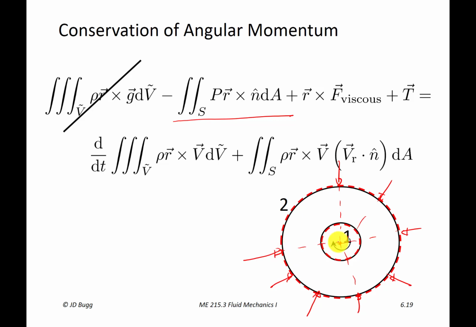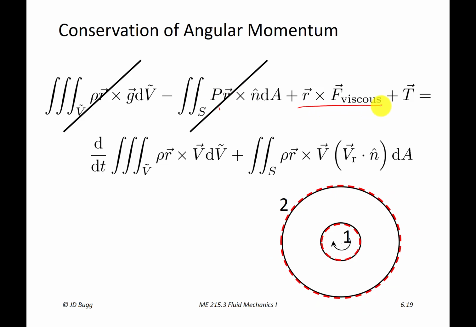Okay? So even though there is certainly a pressure on the outside of our control volume, there's no moment because the R cross N is zero everywhere on this outlet. And so that's what makes that term zero. It's not that the pressure is small, it's because R cross N is zero. And the same thing happens if we look at the inlet. Everywhere on the inlet the pressure forces are perpendicular to the surface. Well, they all pass through the origin. So this entire term can be neglected because the R cross N is zero everywhere.